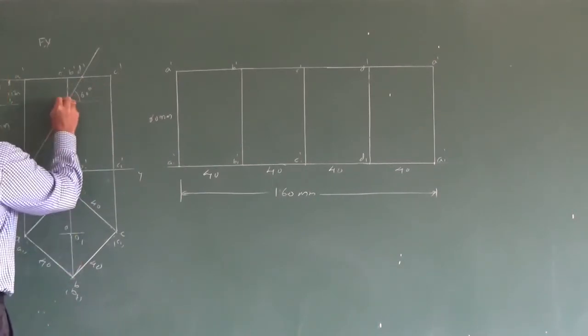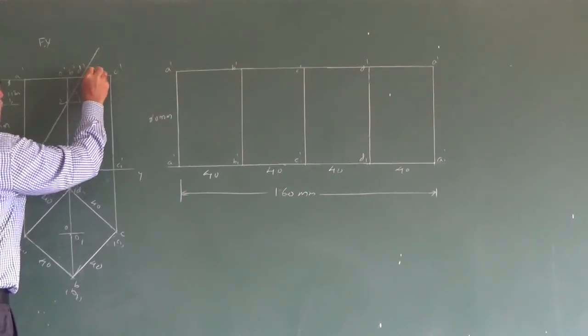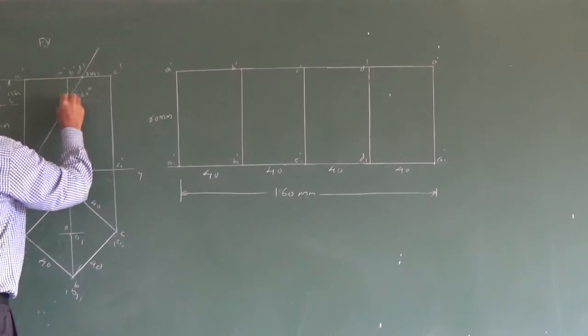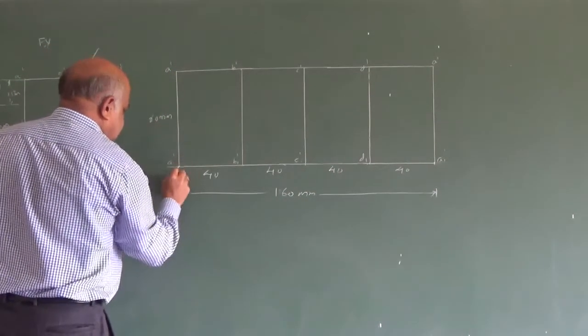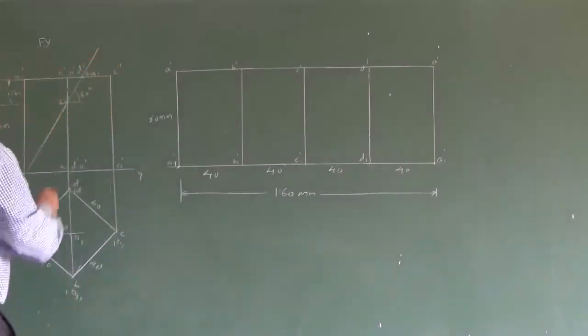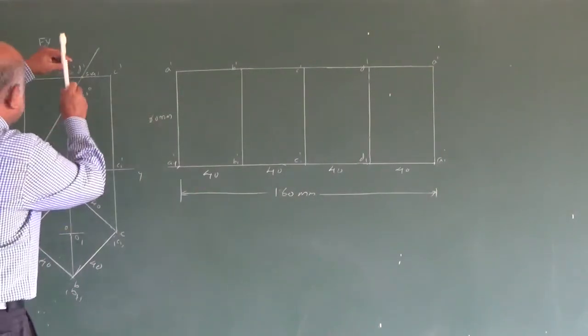This is B1 at 2, and in between 3, 4, 5 and once again 1. Okay? It is going to cut this A1 at point 1, B1 at point 2. This distance has to be transferred.